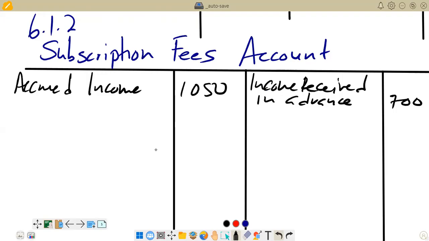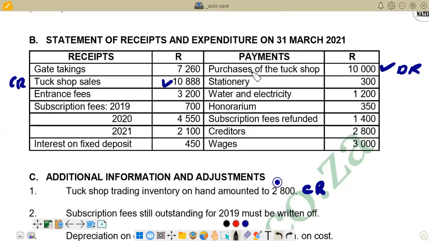Then we can go back to check other adjustments that we have. We can go to the second part of the year. We have these subscription fees that were received. They were 700 for 2019, 4,550 for 2020, and 2,100 for 2021. You post them all in the subscription fees account. They will be on the credit side of the subscription fees account.